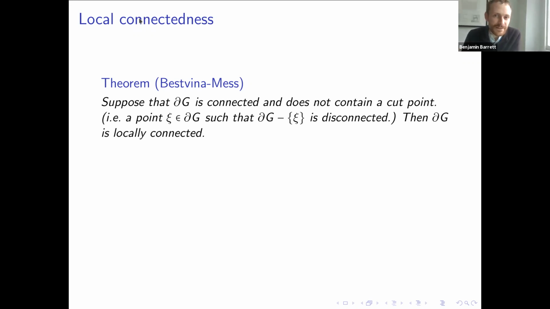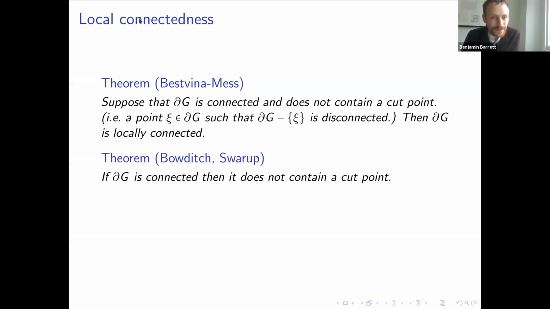Well, I suppose there's this no cut point condition, which we might not really like, but happily then Bowditch and Swarup came along and proved that, in fact, if the boundary is connected, then it doesn't contain a cut point. So putting these two together, we can sort of delete half of the conditions of the Bestvina and Mess theorem. So this tells us that whenever the boundary of a group is connected, it's actually locally connected.